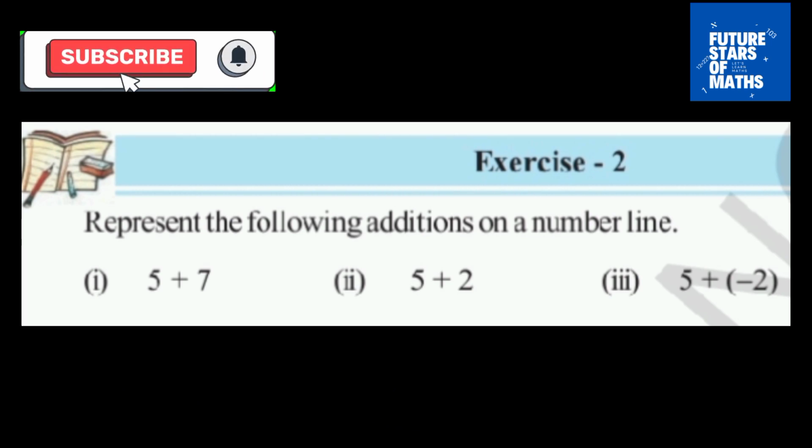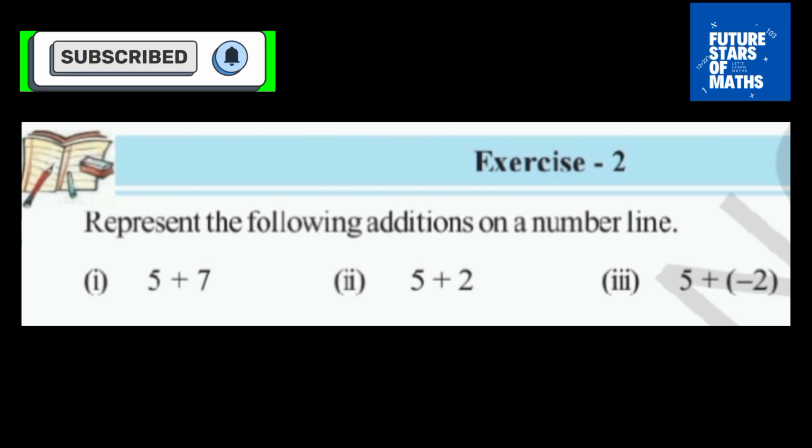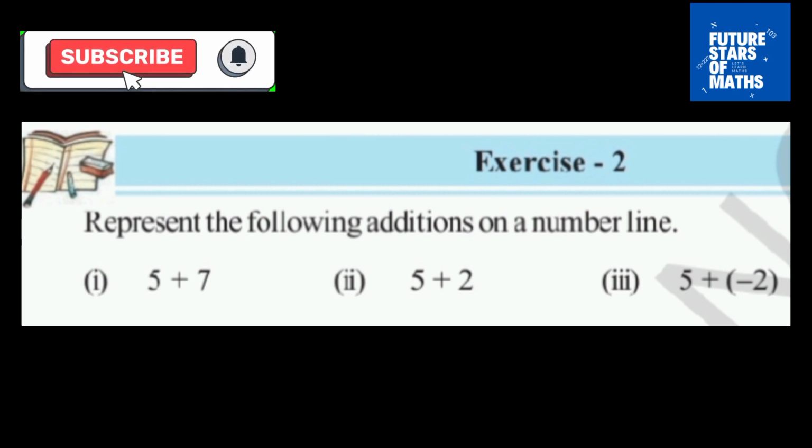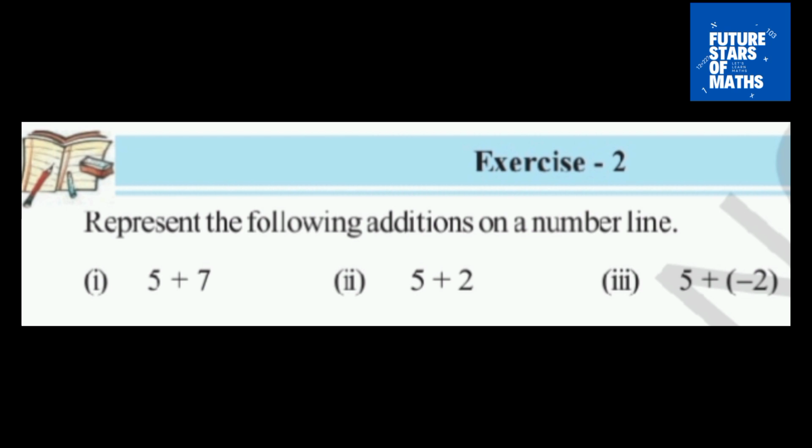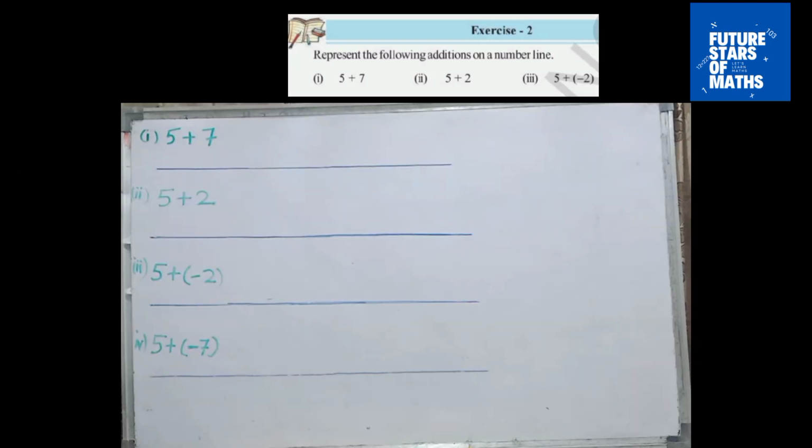Let's continue our chapter Integers, exercise 1.2. First question is: represent the following additions on a number line. The first one is 5 plus 7. So we will draw a number line. The question is 5 plus 7. That is, we have to add 7 to 5.